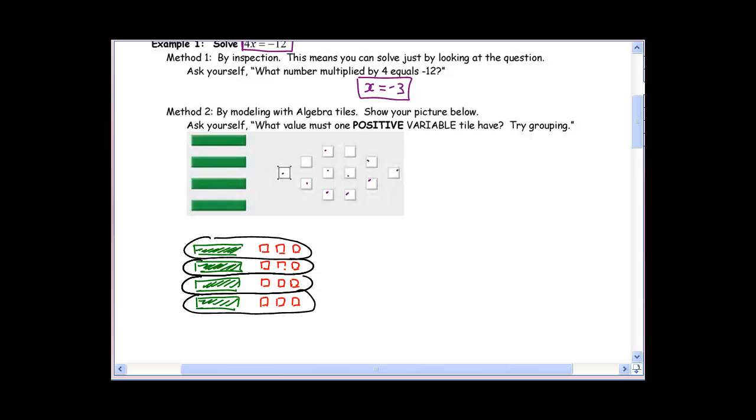Now remember, the goal of algebra here says, what value must one positive variable tile have? So what you want to do now is just focus on one of the groups, and I'll focus on the last one here. And notice in this group there is one positive variable tile, which represents my x. And over here I've got 3, and that represents 3 negatives. So there you have it. X equals -3. Okay, that's how you model, by drawing pictures.